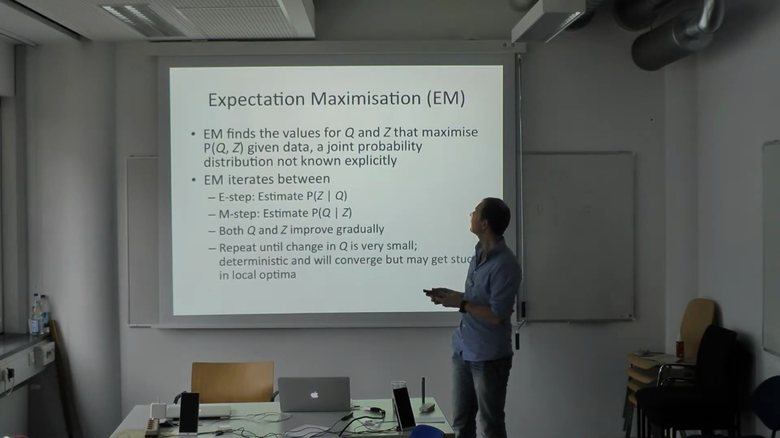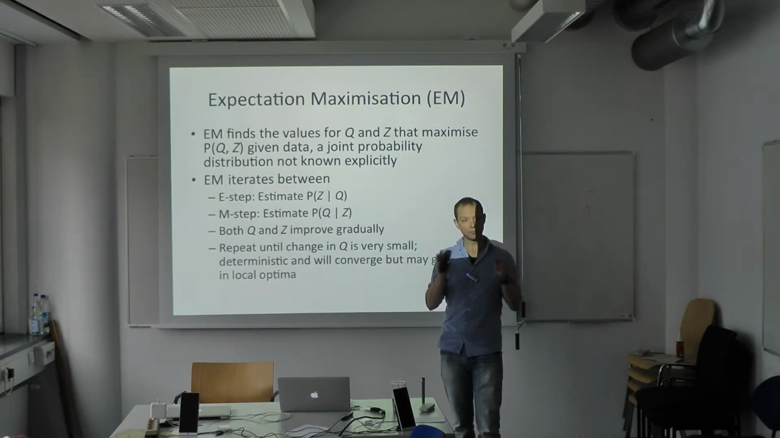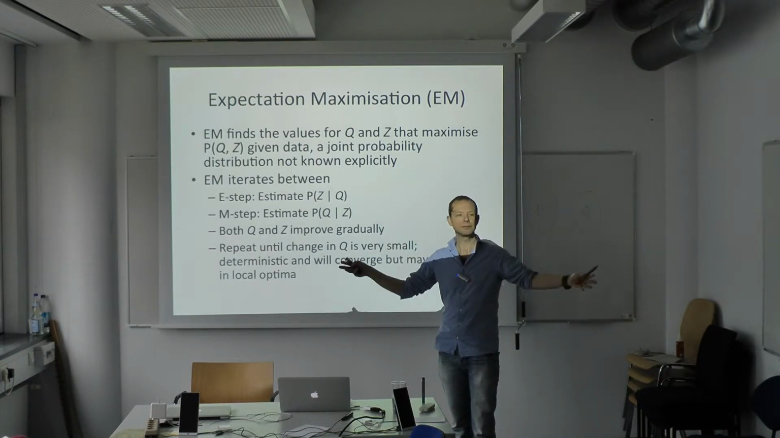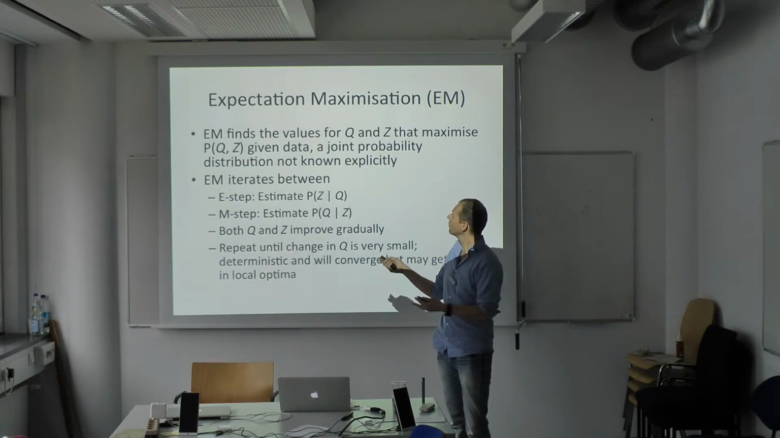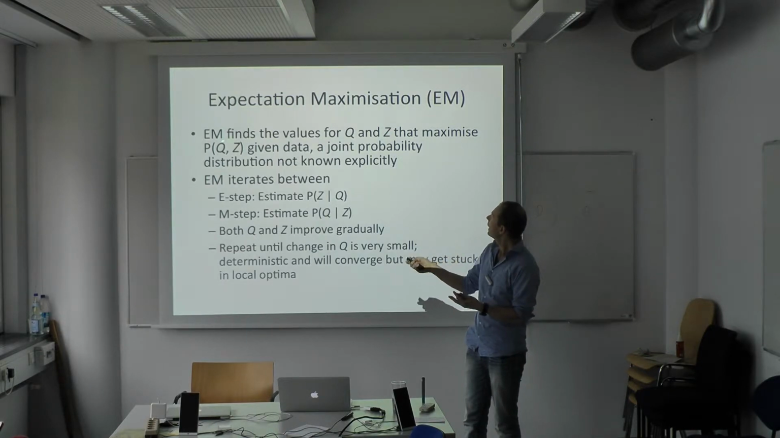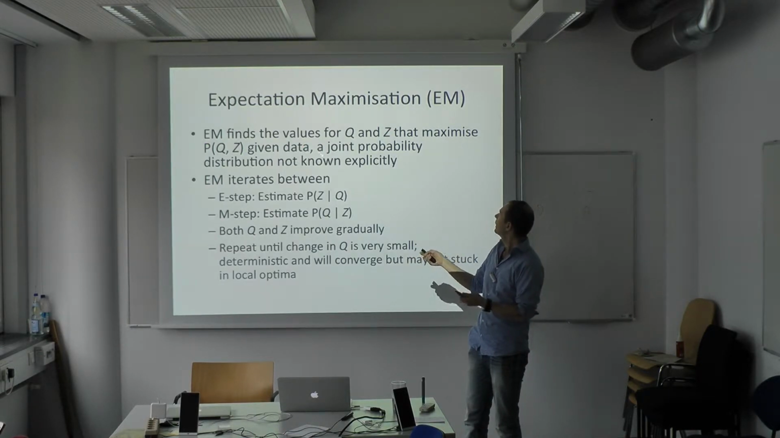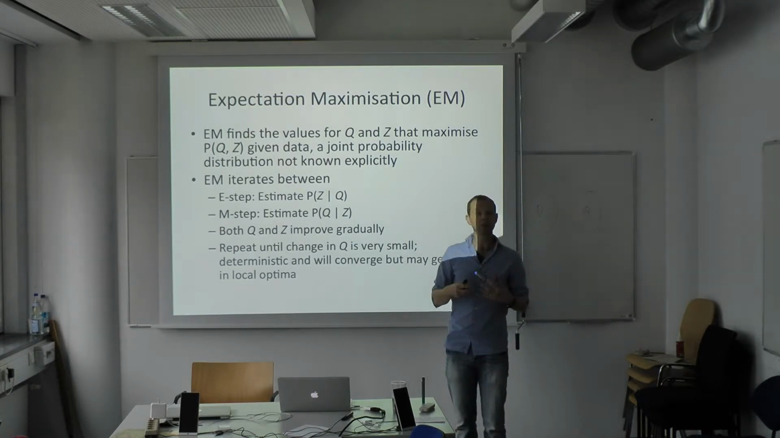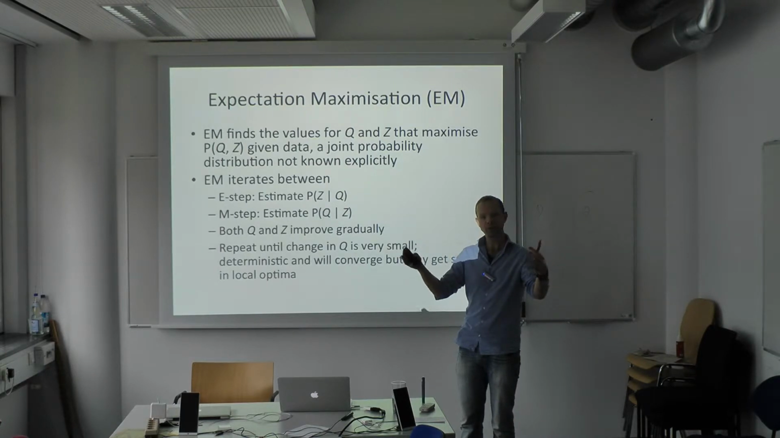That's the whole idea. And there are two classes of methods that will deal with this problem, and one is expectation maximization, which is used for many different types of problems, so not only motif finding. It finds the values for Q and Z that maximize this joint probability given the data, and this is a joint probability distribution that we don't know explicitly. So we can't simply learn it. We have to use some kind of iterative approach that would explore the space of possible parameter settings.